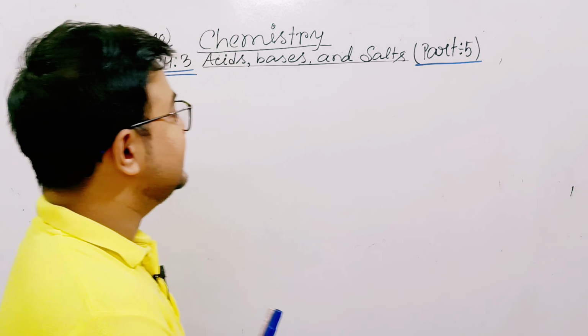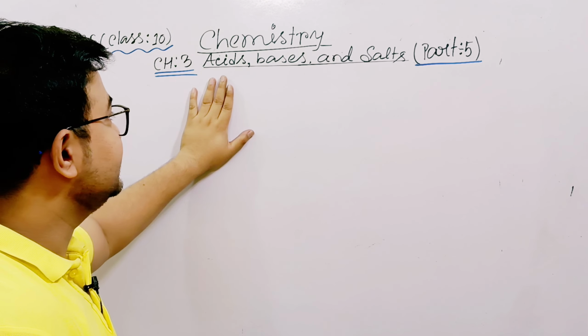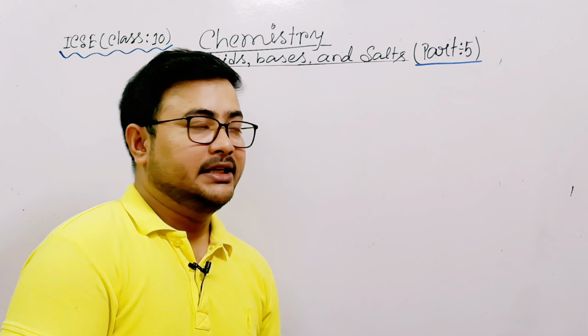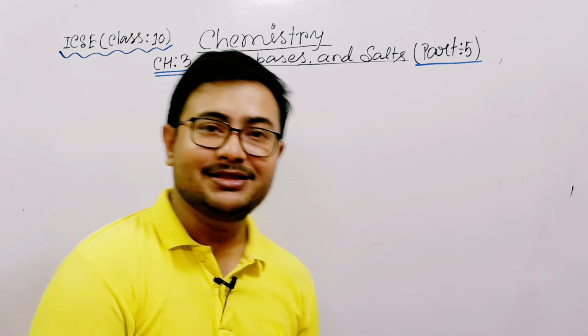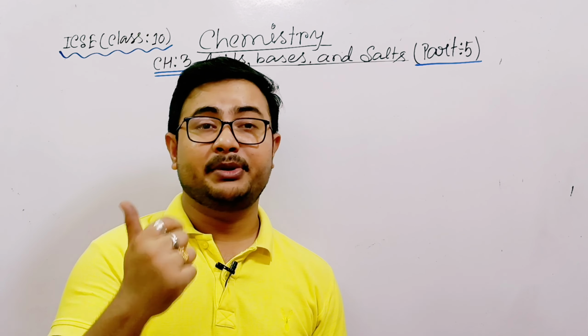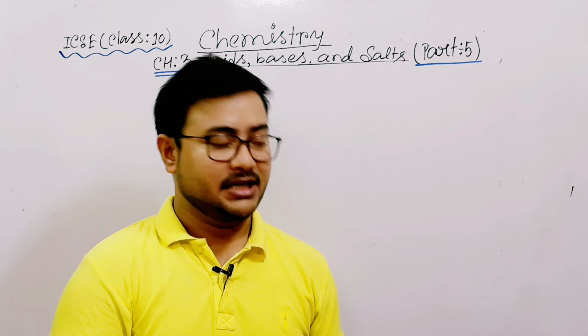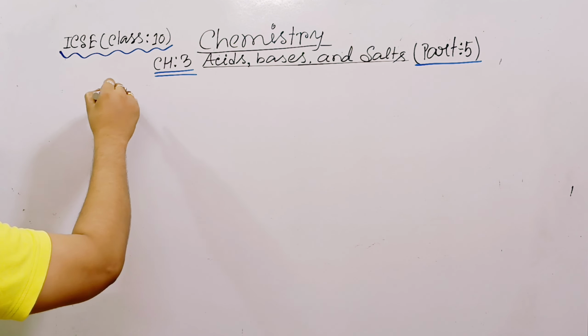Now today is part 5 of chapter 3, acids, bases and salts. This part is important. Why? In this part we will discuss the preparation of acids first. So our topic is first preparation.